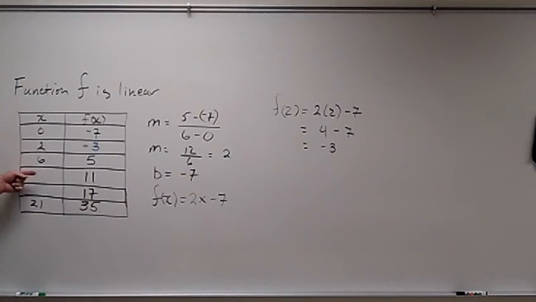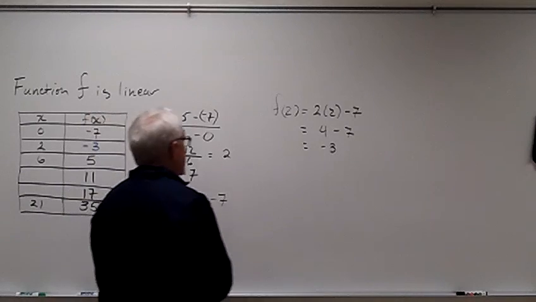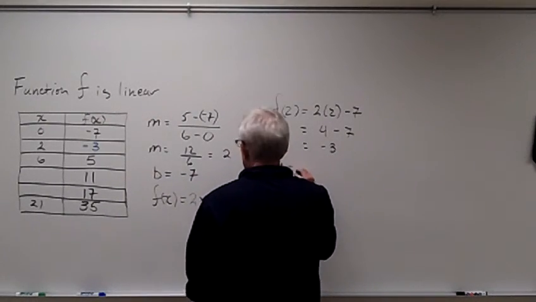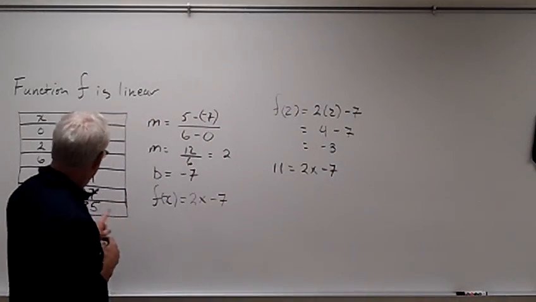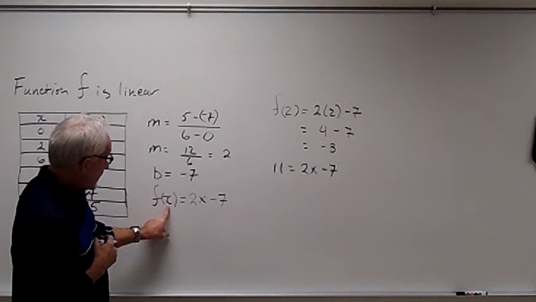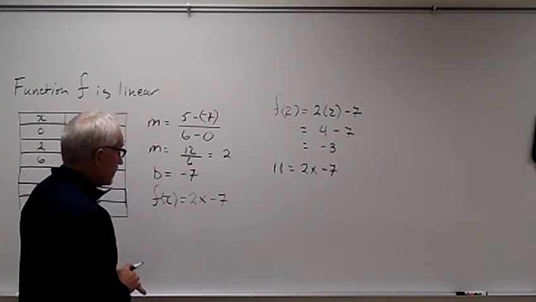In this case, the row just below our value of 6, we're missing an x, but we have an f of x. So what we're going to do here is different from what we did in the previous example. We need to substitute 11 for f of x, not for x. We're trying to figure out what x is. We know that f of x is 11. It looks like this: 11 equals 2 times x minus 7. Notice that we substituted 11 for the f of x in our original equation.